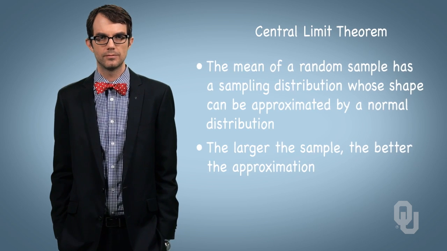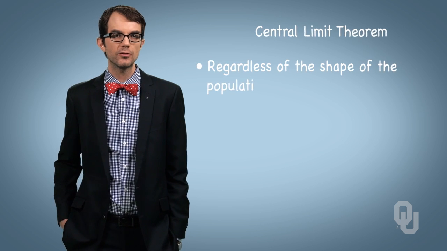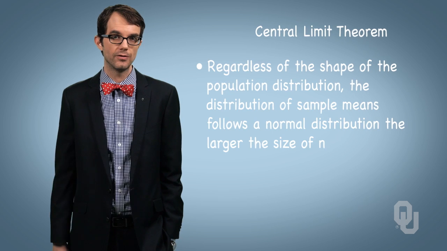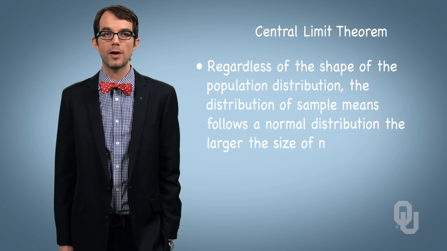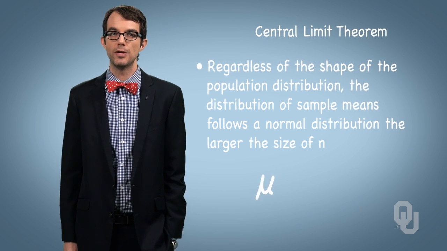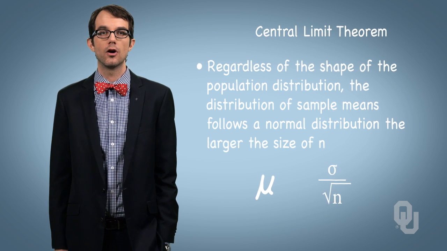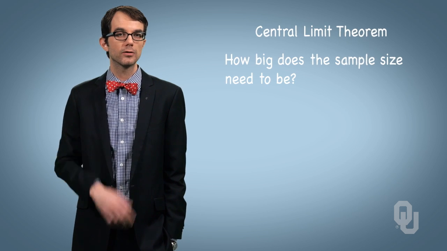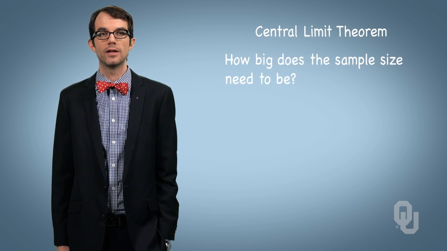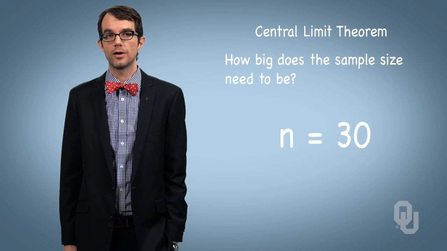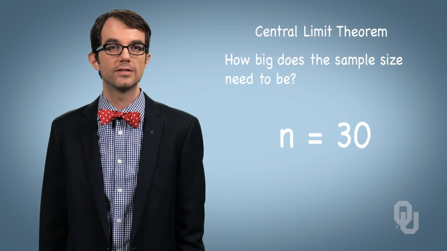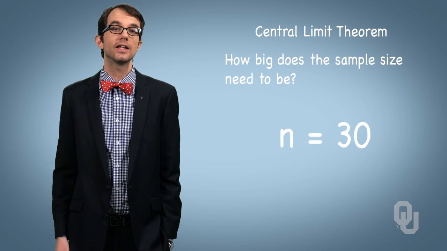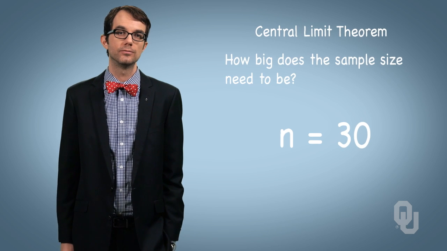What does that mean? Regardless of the shape of the population distribution, the distribution of sample means follows a normal distribution, the larger the size of n. And you might guess the parameters of the sampling distribution: mean mu and standard deviation sigma over root n. So how big does the sample size need to be? Empirical studies suggest that the magic sample size of n is 30, though that's pretty arbitrary. The bigger, the better. The central limit theorem has some useful properties for us, as we'll see a little bit later on. Let's recap, as this is a really important video.